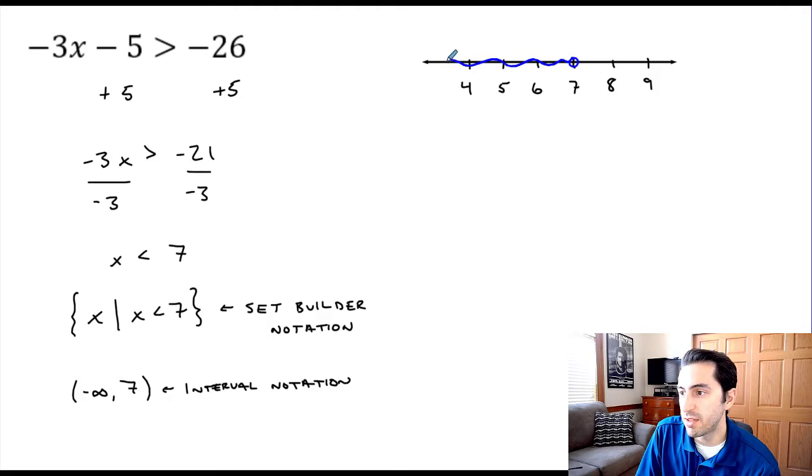So you can shade this. I like to do a little squiggly line to indicate it. And then I'm just going to show that this does go on forever, all the way to negative infinity. So three different ways we can represent this solution set.